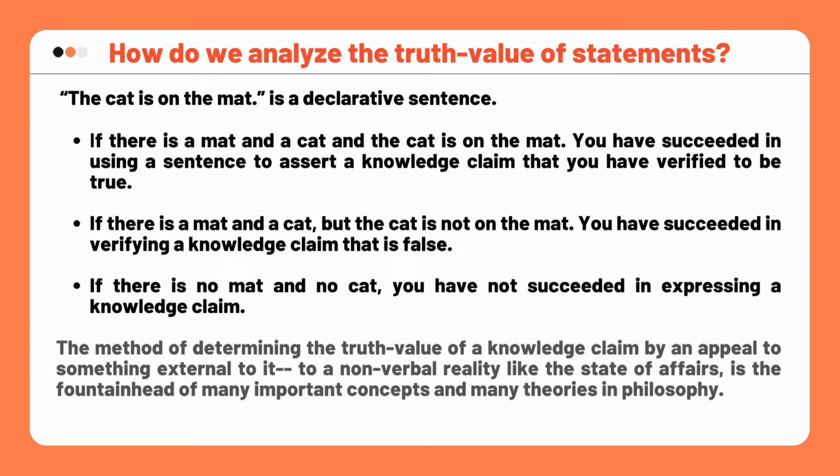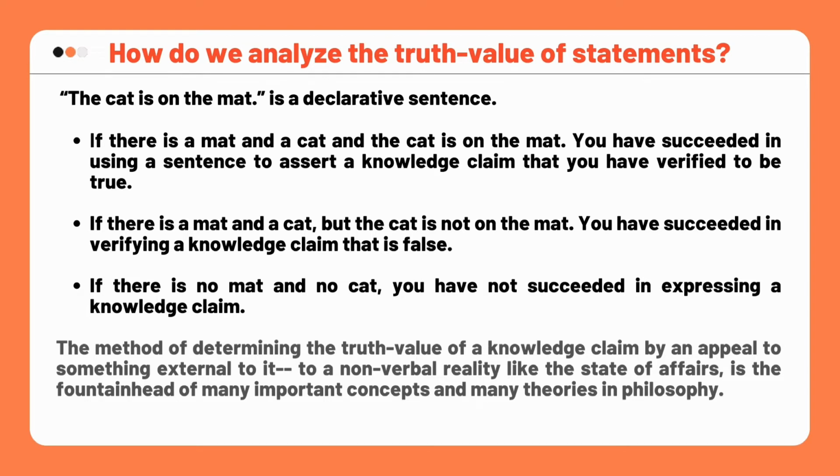Next naman is figure out natin how do we analyze the truth value of statements. Sa pagkakaintindi ko, may tatlong pwedeng classification. Una, nakapag-prove ka na may knowledge claim tapos na-prove mo din na totoo yun, like true siya. Pangalawa, nakapag-prove ka na may knowledge claim pero false siya. Panghuli naman, hindi mo na-prove na may knowledge claim so matik hindi mo na pwede sabihin na true or false yung something. So bali, example, may declarative sentence tayo which is the cat is on the mat.